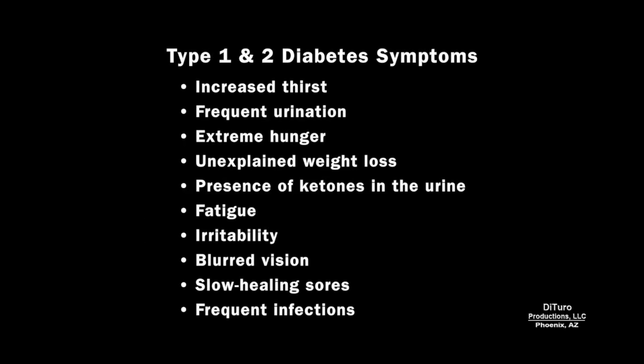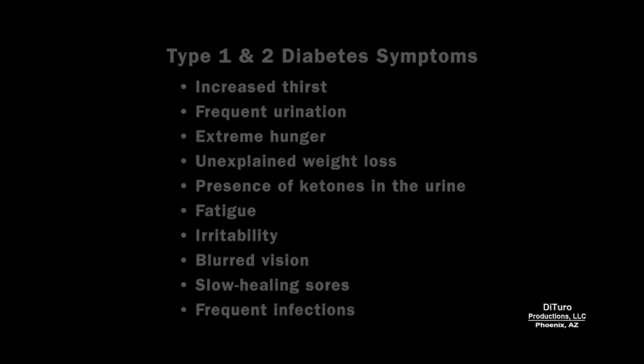Symptoms for type 1 and 2 diabetes are the same and include increased thirst, frequent urination, extreme hunger, unexplained weight loss, presence of ketones in the urine, fatigue, irritability, blurred vision, slow healing sores, and frequent infections.